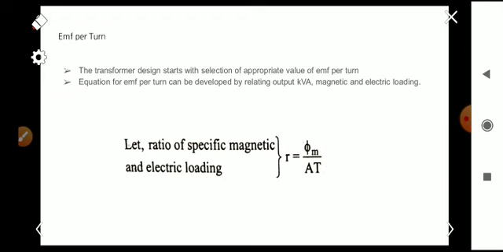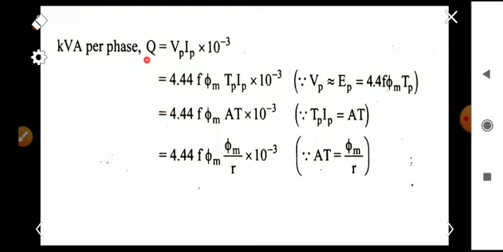We start with the kVA per phase equation. Q is equal to Vp Ip into 10 raised to minus 3, where Vp is the primary voltage and Ip is the primary current. Vp is approximately equal to Ep, the EMF induced in the primary. As we know, Ep is equal to 4.44 f phi m Tp, so we substitute 4.44 f phi m Tp into Ip into 10 raised to minus 3. Here Tp into Ip is the mmf of the transformer, which we denote as capital AT, since the primary and secondary mmf are the same.